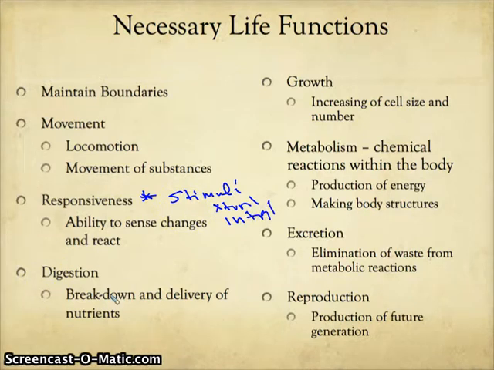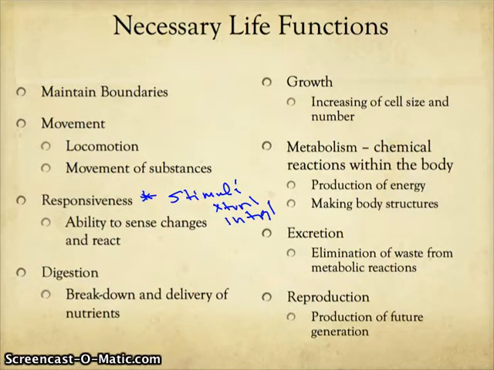Now, digestion, breakdown, and delivery of nutrients, etc. Growth, increasing cell size and cell number. We start from a single cell. The zygote is the fertilized egg. It develops through multiple reproductions, and you go from 1 cell to 2 cells to 4 cells, and eventually we get a blastocele.